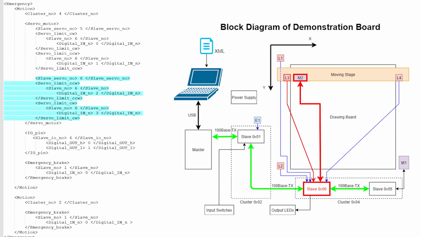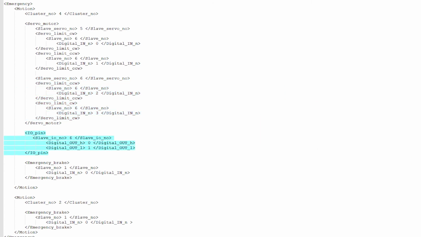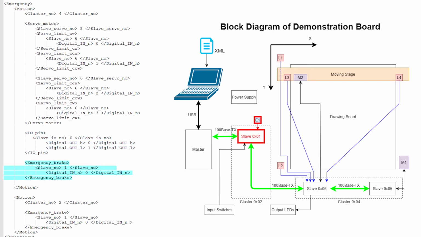Then we have considered M2, which is connected to slave 6. M2's limit switches are also described in the same way as previously. In an emergency situation, output pin 0 of slave 6 should be high and output pin 1 should be low. Next, the emergency brake of the system is connected to input pin 0 of slave number 1.